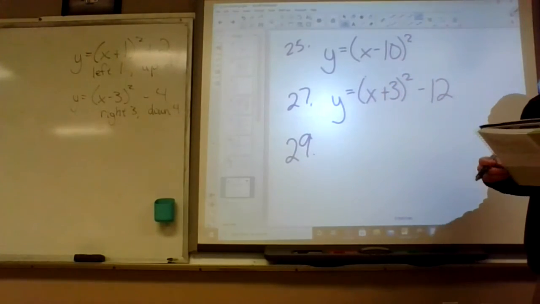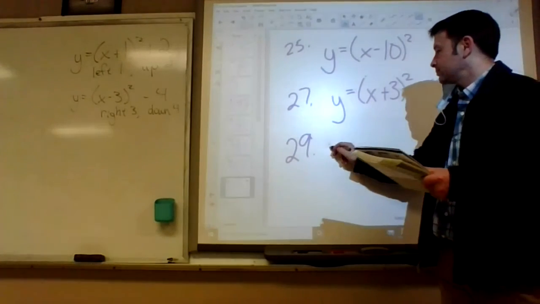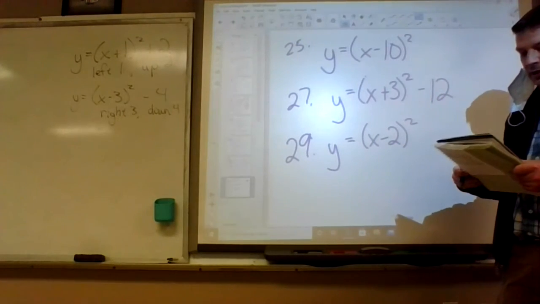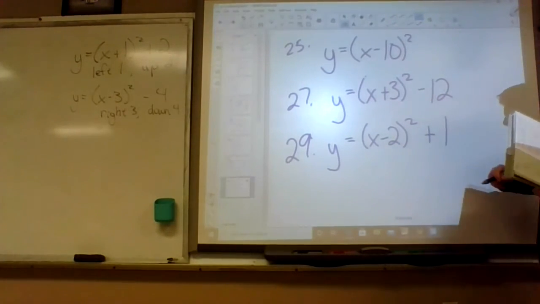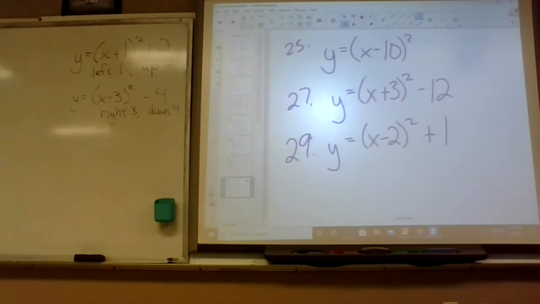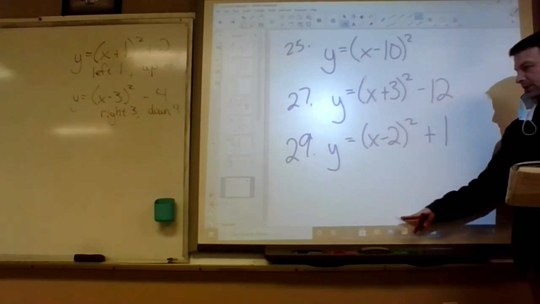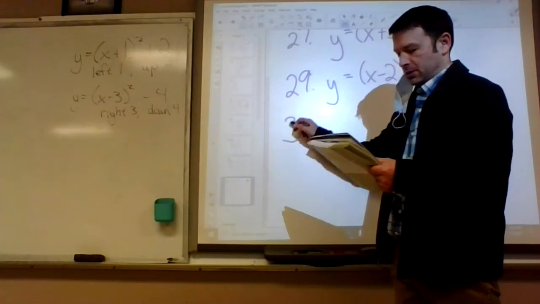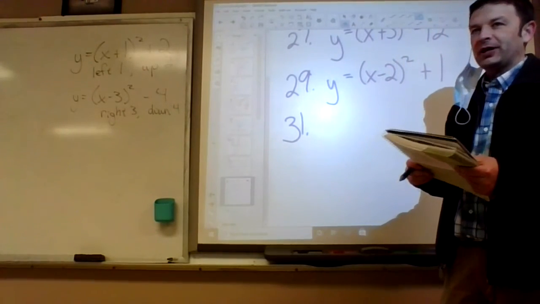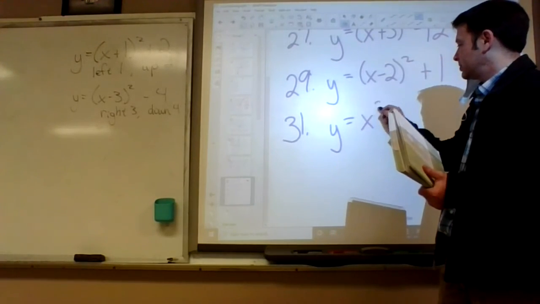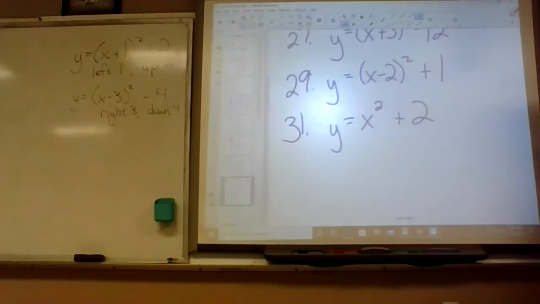Alright. 29, how do I make it go right 2? Minus 2 in the parentheses. How do I make it go up 1? Plus 1. 31, it's the same kind of answer, but all they're giving us is the picture. So it would just be x squared plus 2. That graph is going up 2, so how do I make it go up 2? Plus 2. In parentheses or outside? Outside. There is no right or left, so there are no parentheses.